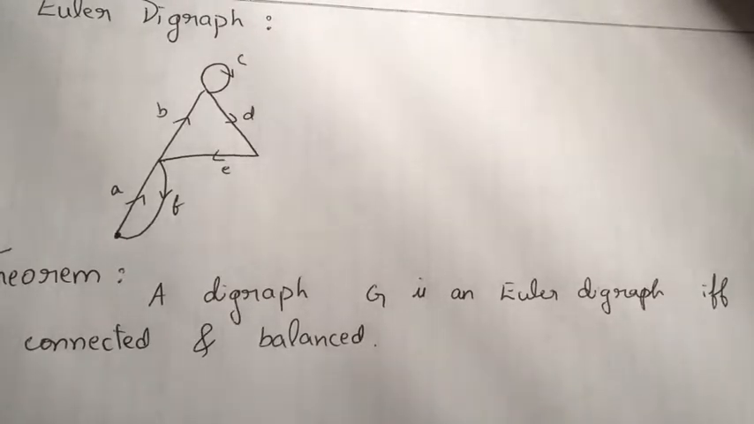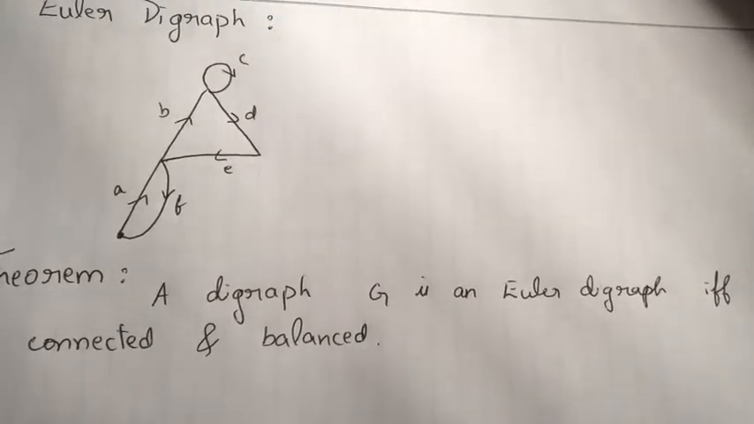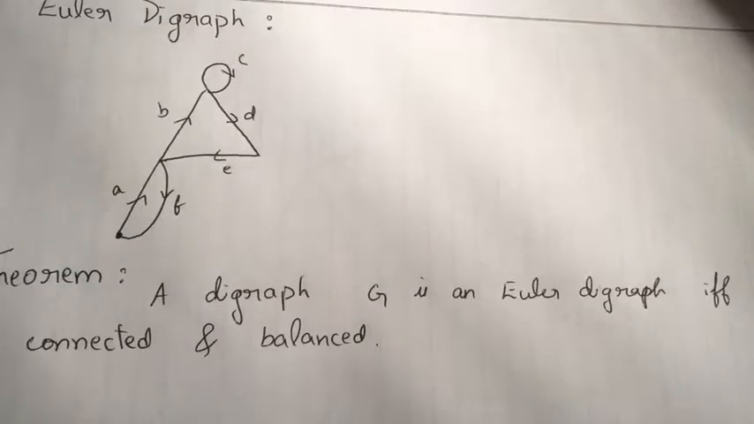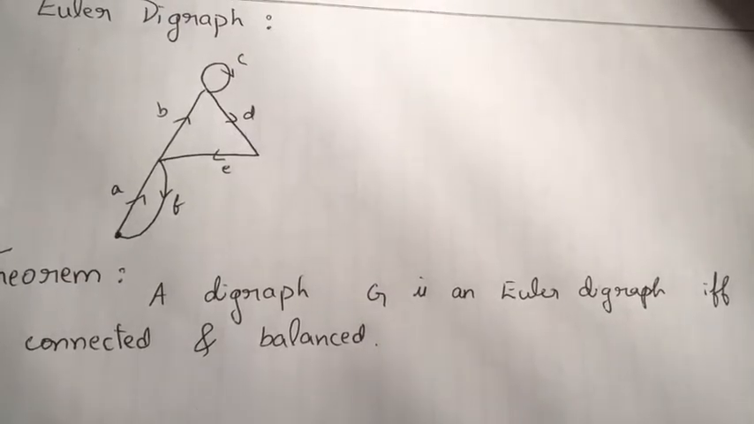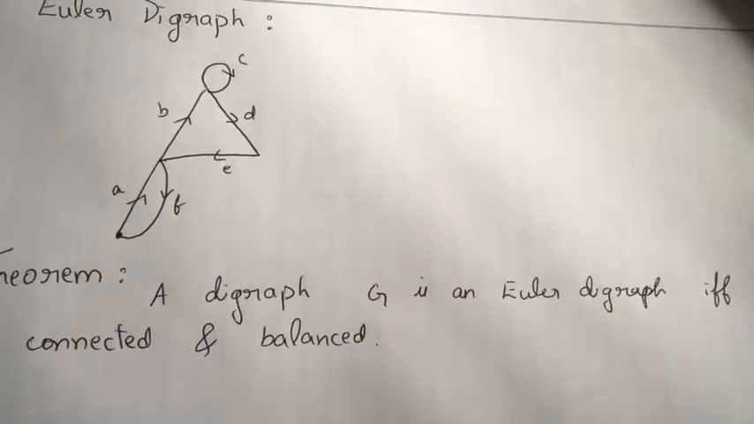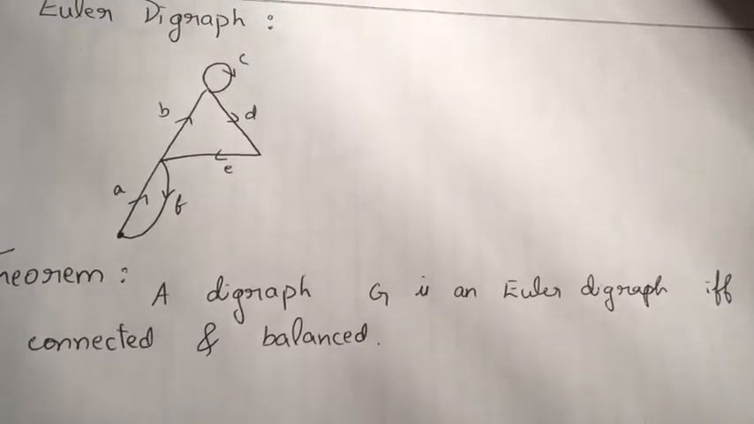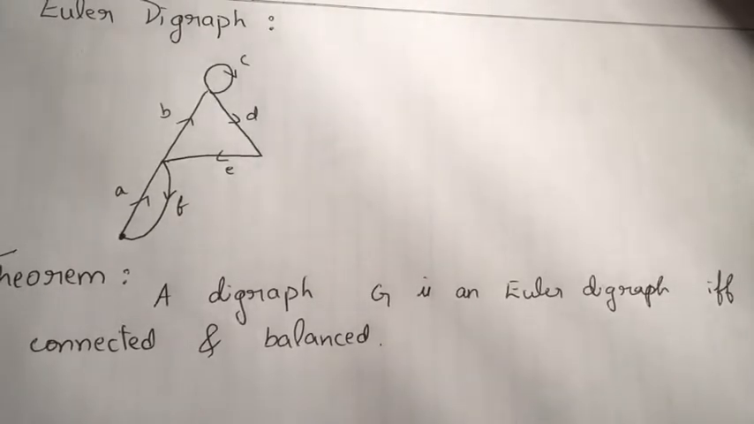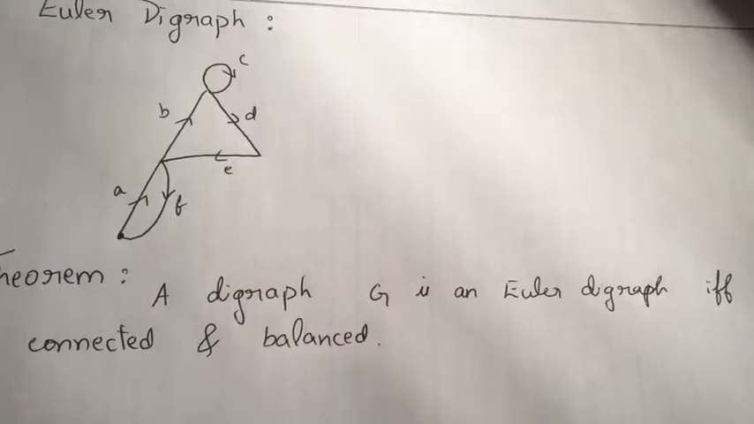What do you mean by balanced digraph? A balanced digraph is a digraph in which for every vertex V in G, invalency is equal to outvalency. d minus of Vi is equal to d plus of Vi for every Vi in G. This I have mentioned in my last video. So now let us prove this.